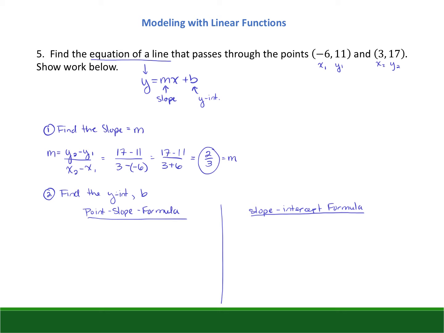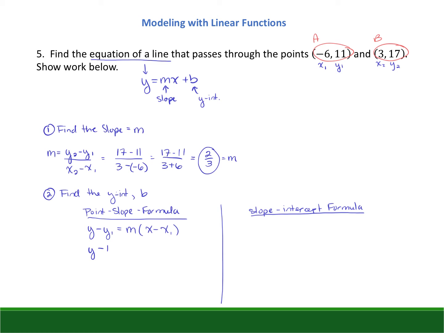If you're using the point slope formula, it says take y, subtract y sub 1, and that's equal to the slope times x minus x sub 1. I'm using x sub 1 and y sub 1 here, but it doesn't matter which point you use. If both of these points are on the line, I'll call this point A and point B. You can either use point A or point B, and it will give you the same formula and the same y-intercept. I'm going to choose point B.